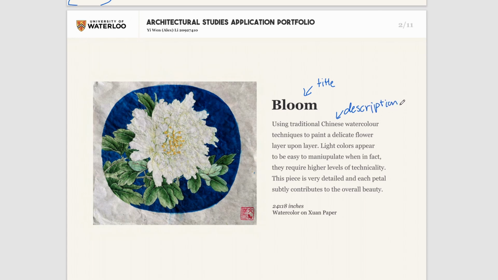Ignore my messy handwriting, I'm still getting used to this new tablet here. And then again down here, 24 by 28 watercolor on shrimp paper. So playing with different media is always great because then they know you're a versatile person. They don't want to see pencil, crayon, pencil, crayon, and they don't want to see paint, paint, paint, paint. If you can be as diverse as possible, that will give you a much higher chance.